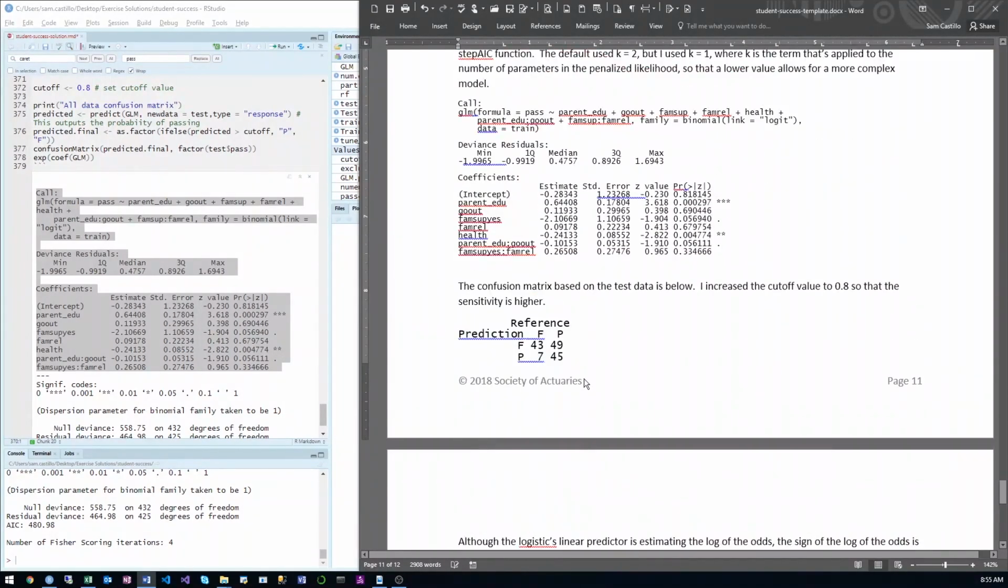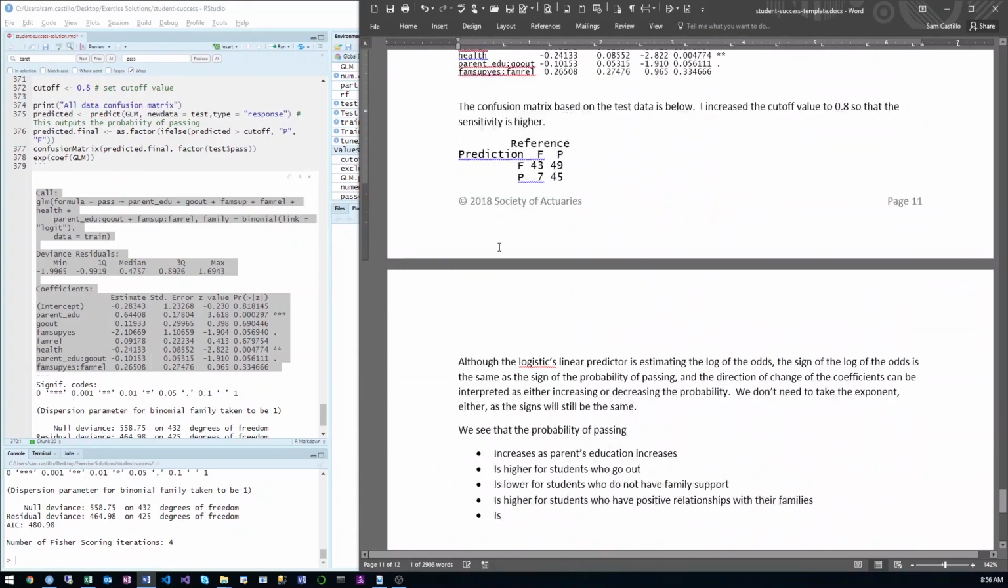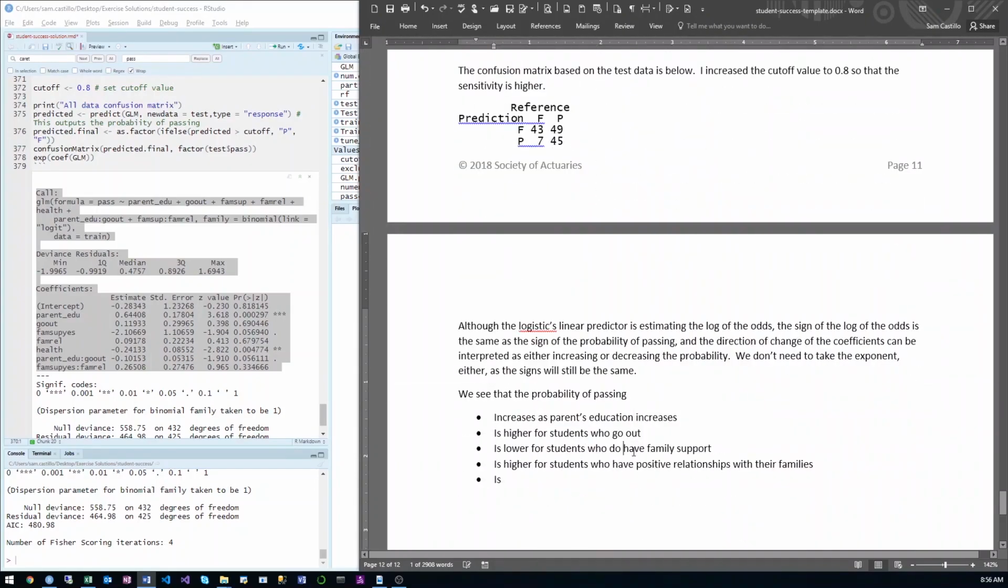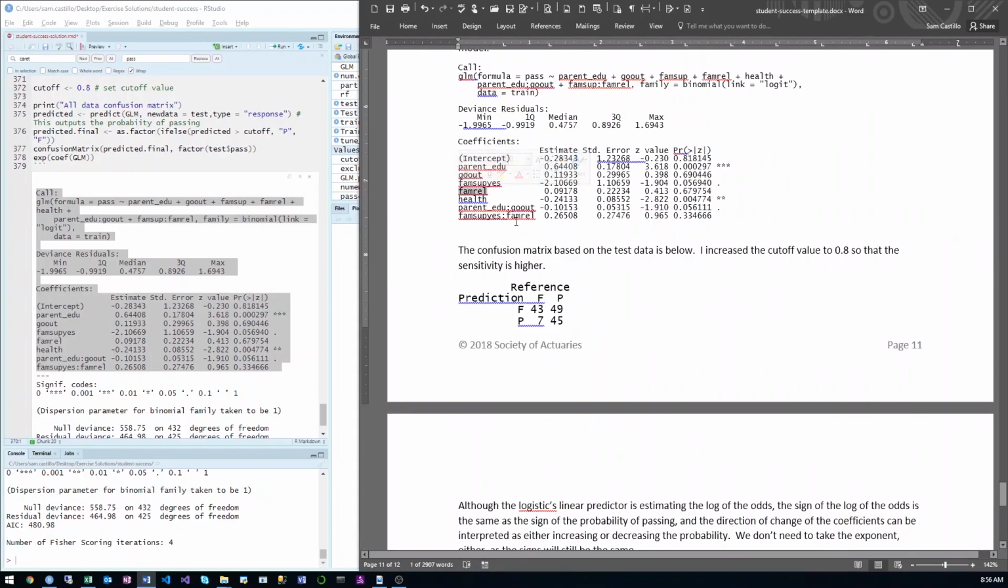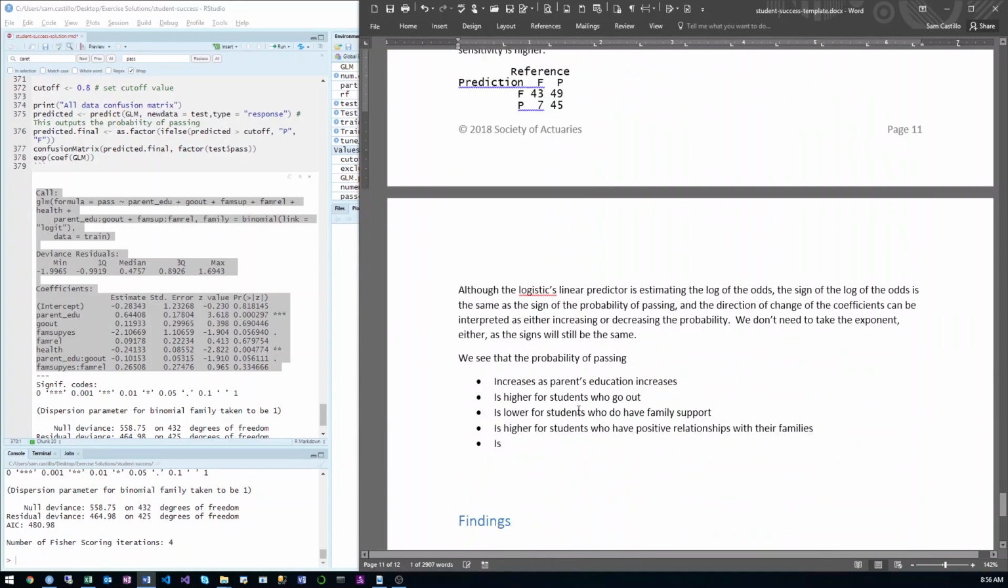Okay, so let's just go back. It increases as parents' education increases. Is positive for going out. Is lower for families which have support, who have family support. So maybe it means that they're not financially independent. And then is higher for students who have positive family relations.